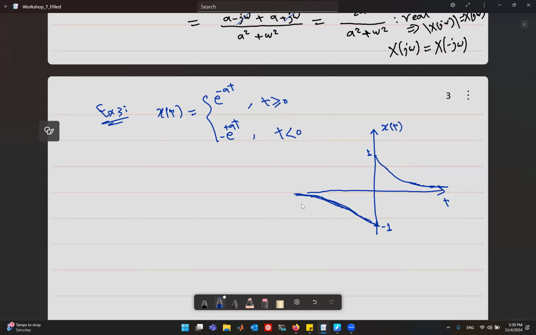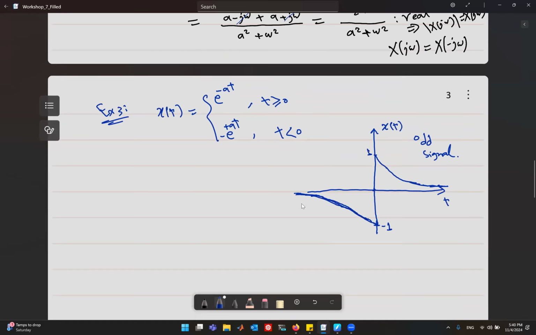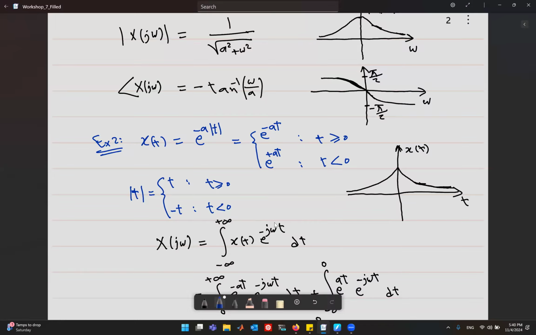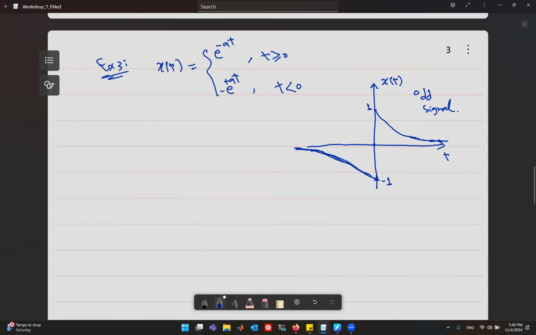And if you look at this signal, it's an odd signal, because of the symmetry around the origin. But in the previous case, it was around the y-axis. That's why we call it an even signal. In this example, we have an odd signal. Let's have a look at its Fourier transform.